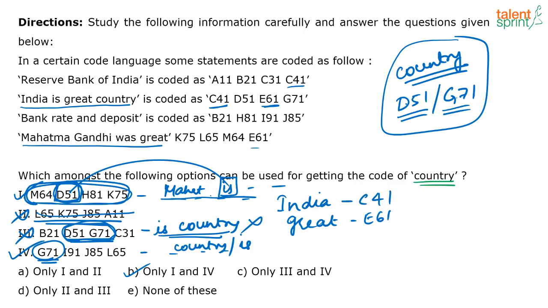So Vijay is saying, please explain why statement 3 is not possible. Again, at least one of them is country, Vijay, but how do I say which is country? You need to say for sure, right? Which of these options can be used to get the code for country? This third option cannot be used because again you are at the same place wherein I say code for country is D51 or G71, I don't know which is for what.